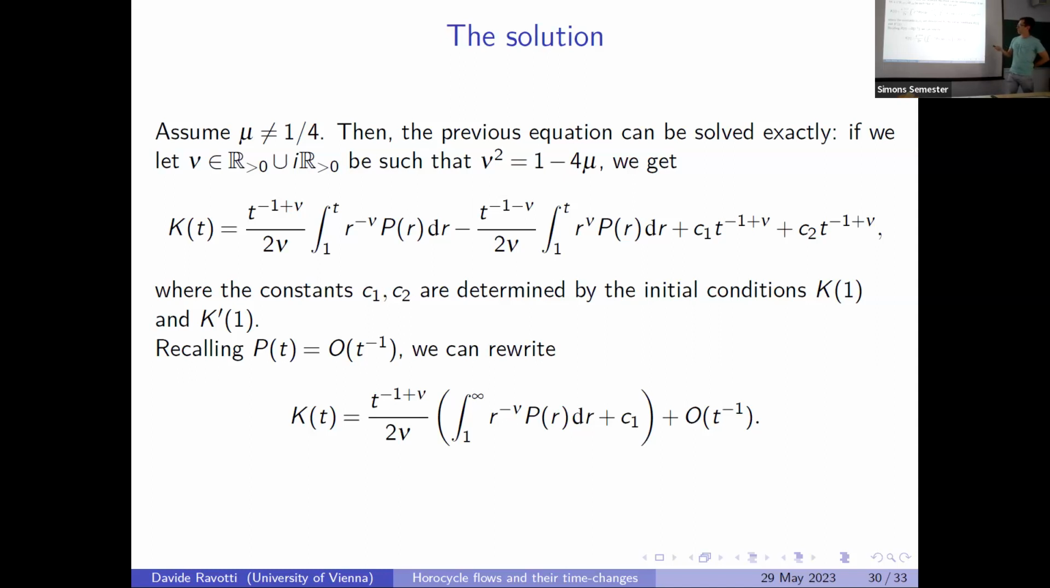So by replacing this with the constant terms and adding the constant C1 appearing in this term over here, notice that this term here and this term here will decay faster than t to the minus 1. So what I'm left with is that k of t is going to be t to the minus 1 plus nu divided by 2 nu times some constant factor, plus an error of size t to the minus 1.